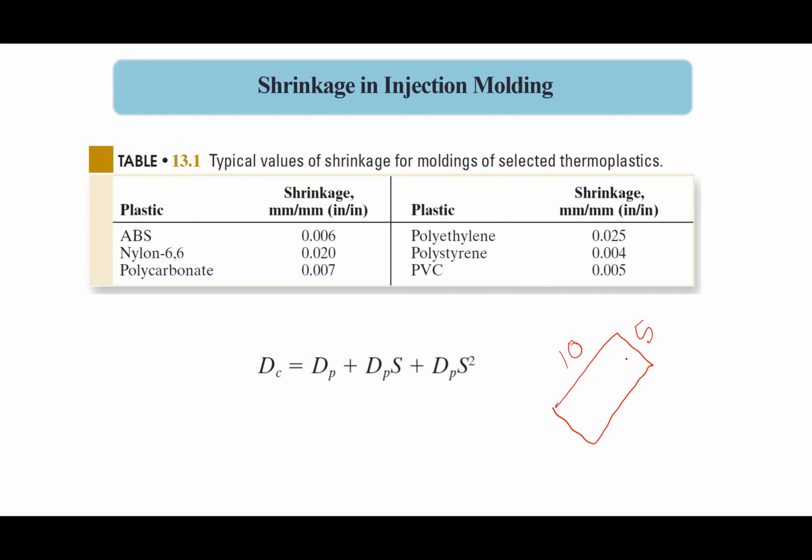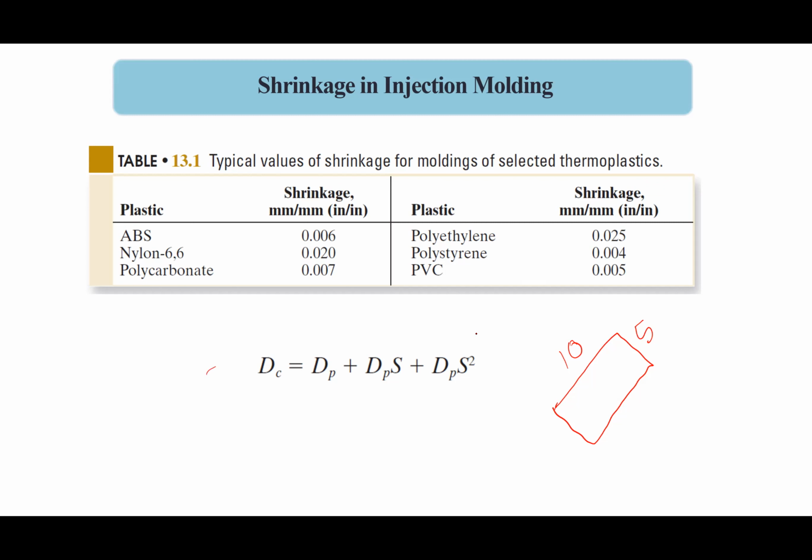If you make the cavity exactly the same as the dimension of the part, then you will get the final part smaller than that dimension. This is called shrinkage allowance. And that shrinkage allowance is different for different materials, because different materials consist of different chemicals.